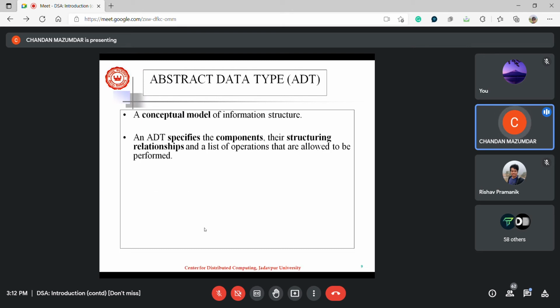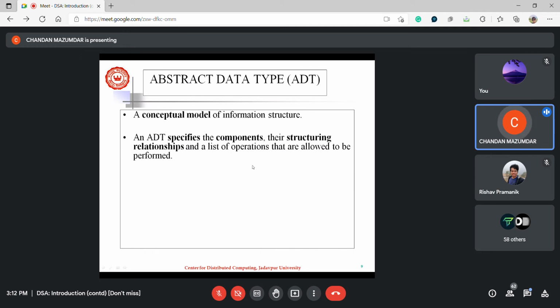Okay. Now, an ADT actually specifies the components, their structuring relationships, and the list of operations that are allowed to be performed. You should memorize this line, what an ADT is. I have seen, even in interviews, people that cannot define an ADT. People doing PhD cannot even define an ADT. And this is so basic to computer science that you should memorize this and you should quote from memory whenever you read.